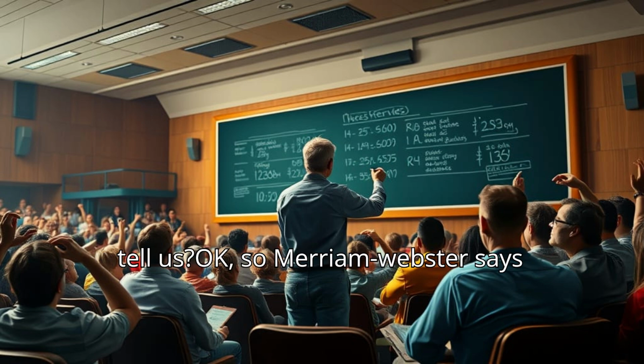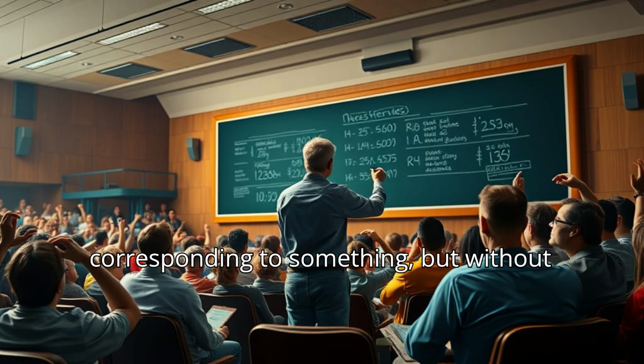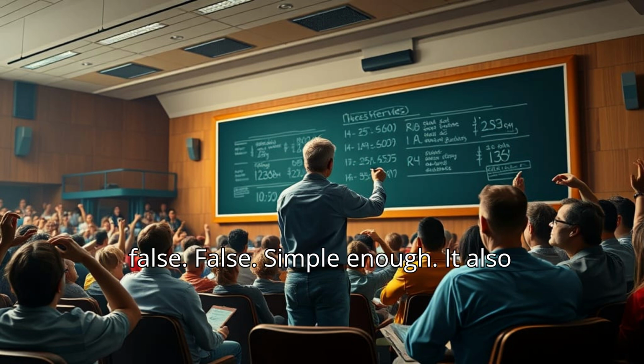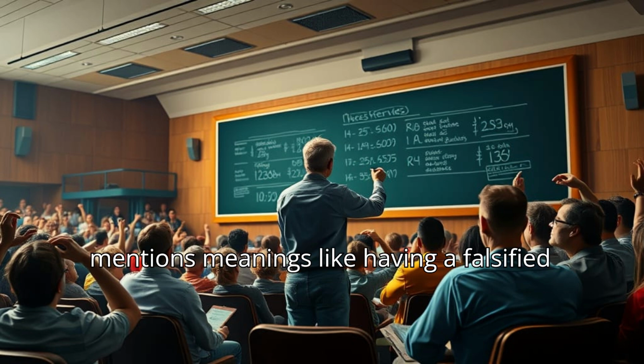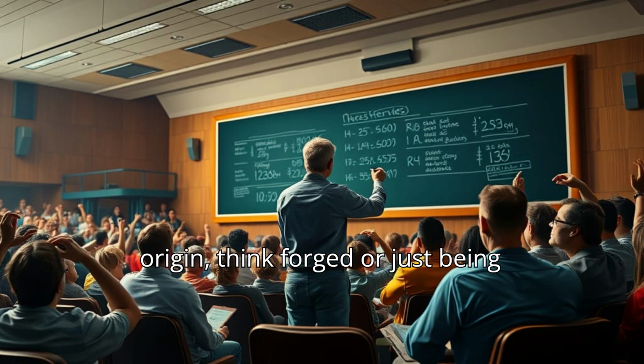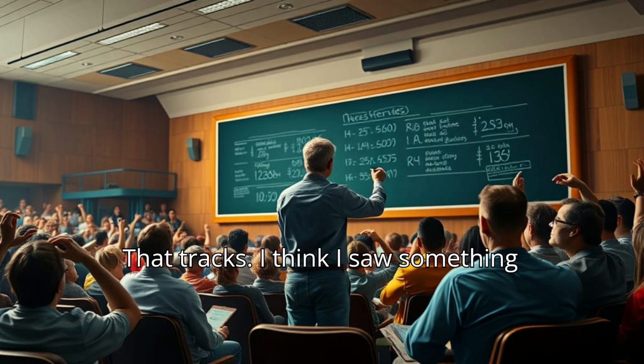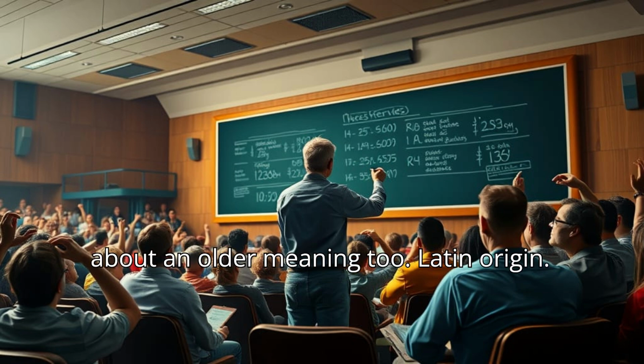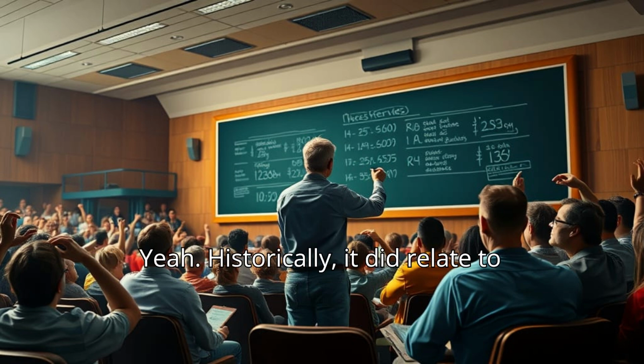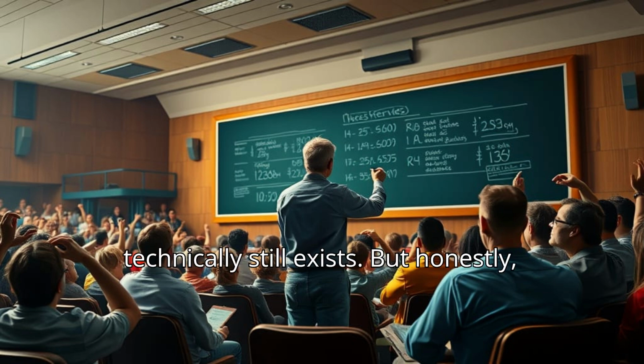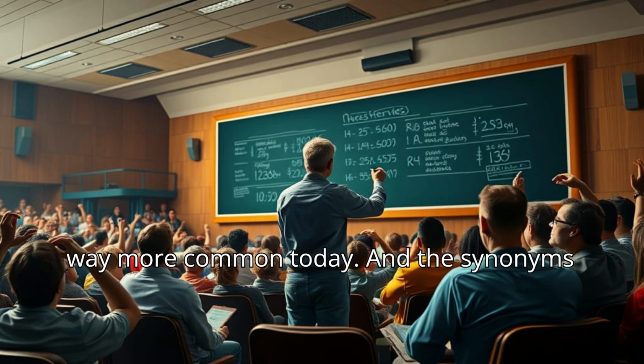Okay, so Merriam-Webster says spurious means outwardly similar or corresponding to something, but without having its genuine qualities. Basically false. Simple enough. It also mentions meanings like having a falsified origin, think forged, or just being deceitful in nature. Okay, so false, fake, not the real deal. That tracks. I think I saw something about an older meaning too. Latin origin. Yeah, historically it did relate to illegitimate birth. That sense technically still exists, but honestly, the false or not genuine meaning is way more common today.